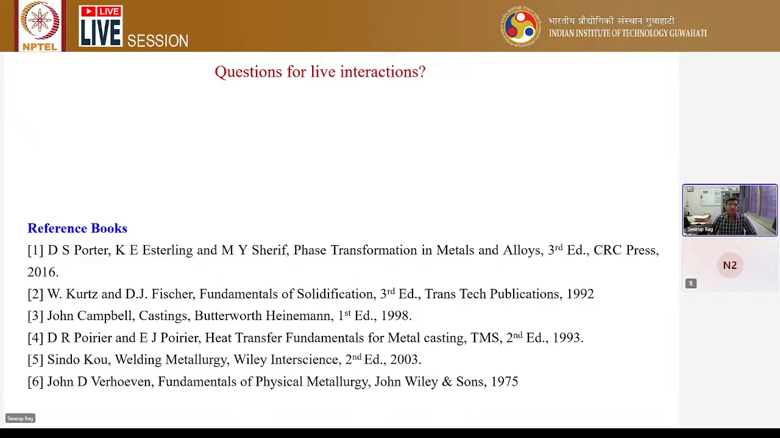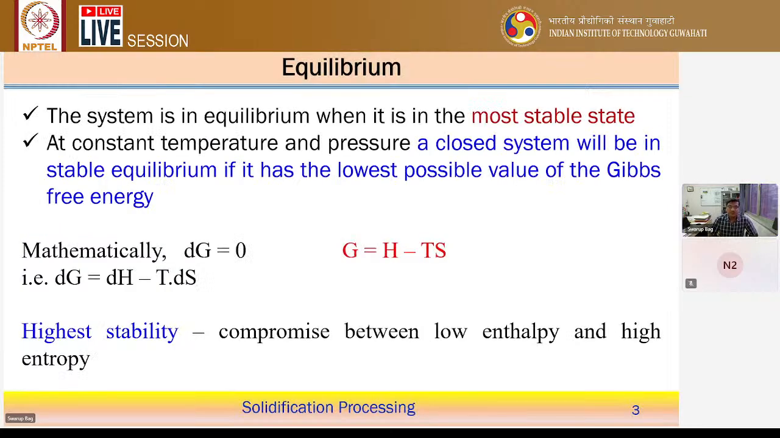And finally, the sixth book, in general, if you are very interested in physical metallurgy, explains the fundamentals of physical metallurgy. So all these six books are useful to understand the complete syllabus of the introduction to solidification processing. Here in solidification processing, we have discussed only the introductory level, just to understand the basic concept associated with this process.